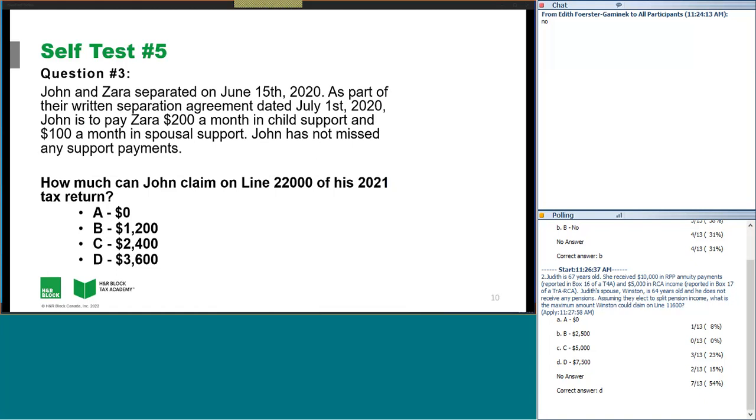John and Zara, they separated on June 15th, 2020. As part of the written separation agreement dated July 1st, 2020, John has to pay Zara $200 a month in child support and $100 in spousal support. He has not missed any support payments this year. So we have a written agreement. There's a child support portion and a spousal support portion. How much can he claim as a deduction on his tax return? And let's try this one.